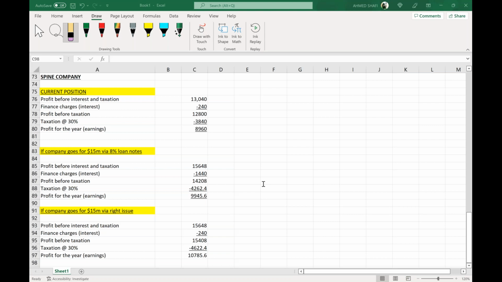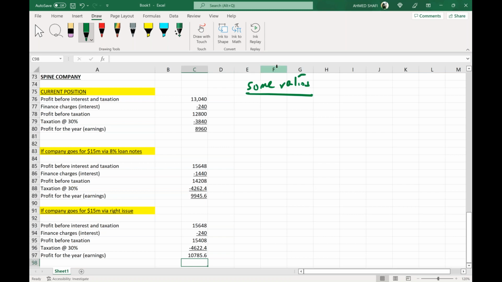So now the thing is that we have not yet reached the conclusion whether we should go for debt or equity. But obviously, to enable us to reach a conclusion, we need to have some ratios. And for ratios, we need to have updated data. So we have made the updated data going via loan notes and going via a rights issue. Now remember one thing. We will compute some ratios to decide whether it should go for debt or equity.